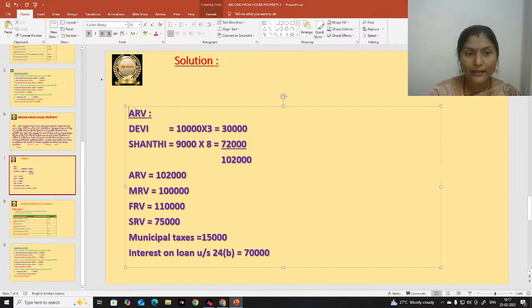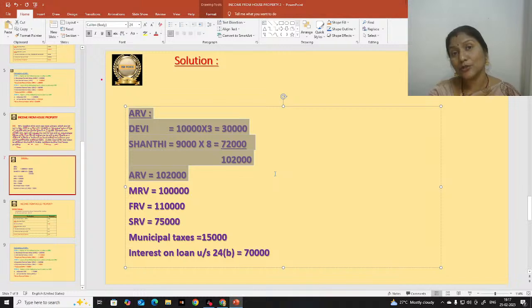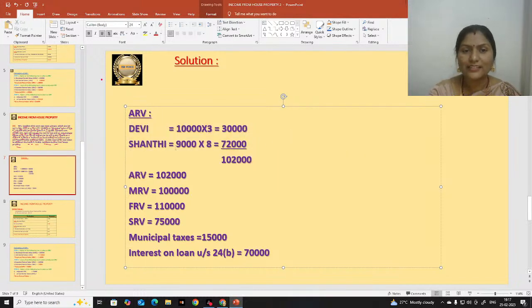So here we calculated that our assessee is giving the house on rental basis to two tenants. Okay, the first one is Devi and the second one is Shanti. From Devi she is collecting the first 3 months rent during the previous year, and in July she vacated the house without paying rent. In the month of August she again gave the house on rental basis to Shanti, and from August till 31st March that house was actually given for rent to Shanti for 8 months.